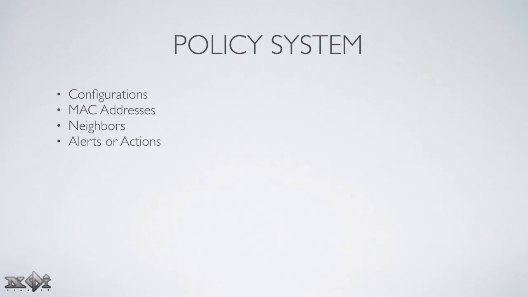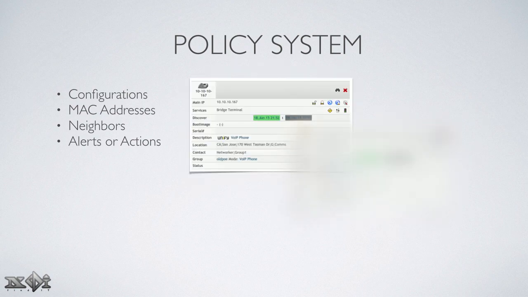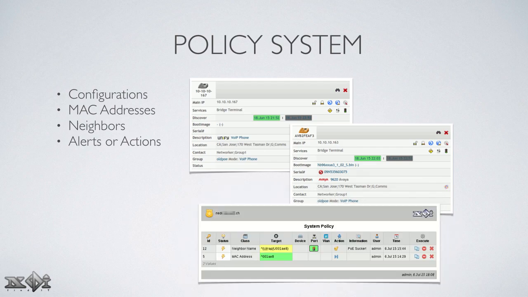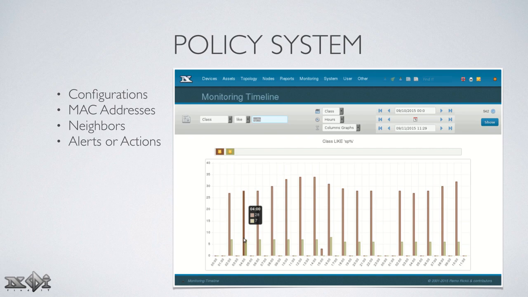The policy system allows you to search for strings in configurations to act upon detected MAC addresses, which actually replaces the former stolen nodes feature. But you can also act on detected neighbors. So for example, you can act on detected phones from this vendor or this vendor, specify a policy, and turn power off or leave it on, depending on whether you want those phones to be powered up or not. It also ties in very well with the monitoring timeline, which features bar charts and line charts now.